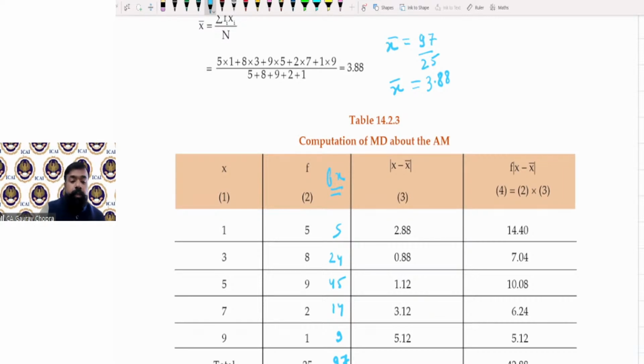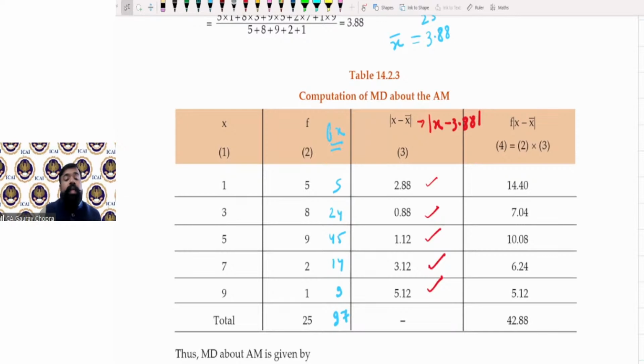Now the next step is what? Modulus x minus x bar. So you can do here mod of x minus 3.88. So x is 1 minus 3.88, you will get 2.88. Then 3 minus 3.88, you will get 0.88. Then 5 minus 3.88, you will get 1.12, 3.12, and 5.12. So in this way, you will get all the deviations.